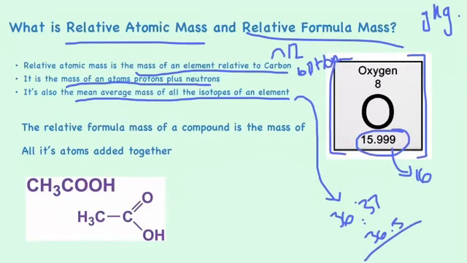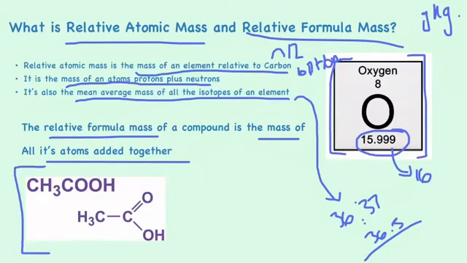And so the relative formula mass is quite similar as well, but it's the mass of all of the atoms added together in a compound. So for a question, you might be asked to find the relative formula mass of a compound, so let's look at how we do that. So here we have an example. This is ethanoic acid, and we want to find the relative formula mass of it.